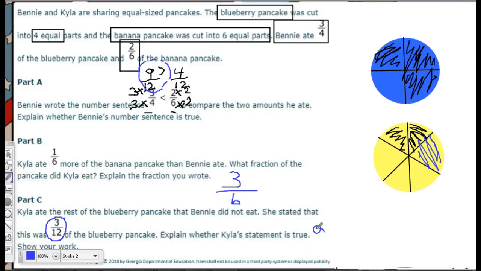So if he had 9/12, how much of the pancake was left over? Because that's what she ate. So if the whole pancake is 12/12, and I want to subtract from that what Benny ate, I can't subtract a bigger number. What will my answer be? Well, 12 minus 9 is 3, and there are a total of 12 pieces. Remember, when we add and subtract fractions, we leave the denominator the same. So 3/12 is the same, and that's correct.